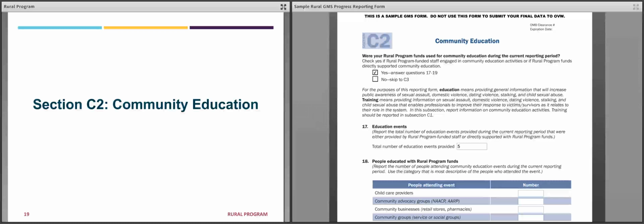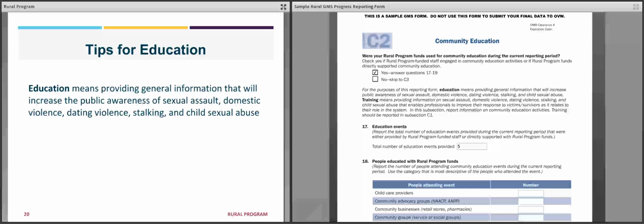Section C2, community education. So for the purposes of this form, education is defined as providing general information that will increase public awareness of sexual assault, domestic violence, dating violence, stalking, and child sexual abuse. If rural program funds were used for community education during the current reporting period, you would go ahead and check yes at the start of this section and then continue on filling out the questions below. If you did not use rural program funds to support community education events, you would click no and skip on to section C3.